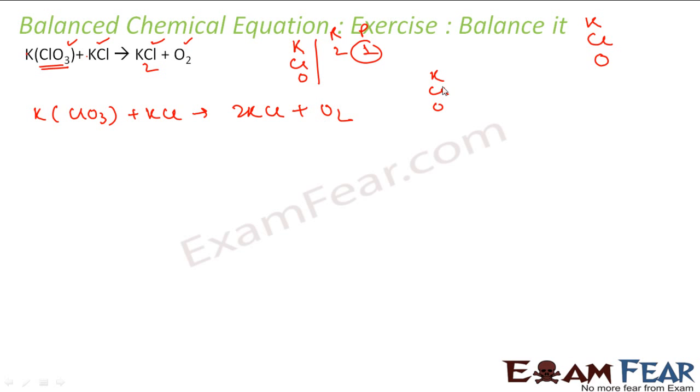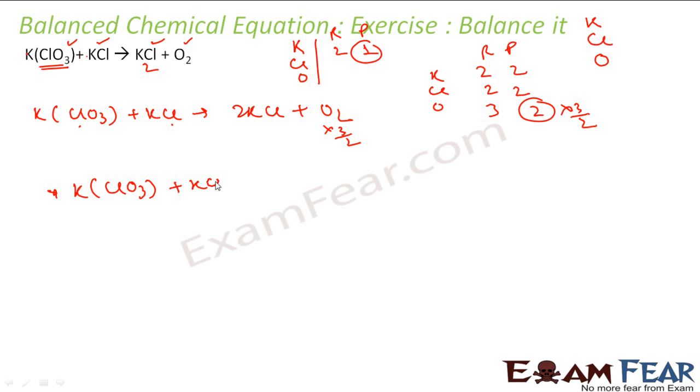Now let's again see if it is balanced or not. Potassium is 2 here, here also 2. Chlorine is 1 plus 1, 2. Here also 2. Oxygen is here 3. Here it is 2. This is not balanced. So we'll multiply this guy with 3 by 2. So what you get here is KClO3 plus KCl is equal to 2 KCl plus 3 by 2 O2.